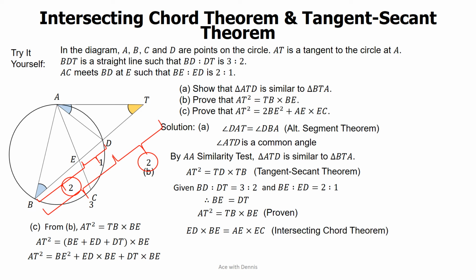ED times BE equals AE times EC because of the intersecting chords theorem. Also, BE equals DT. So we substitute these two into the equation for AT squared. Then it becomes AT squared equals BE squared plus AE times EC plus BE times BE. So we simplify this equation, it becomes AT squared equals 2BE squared plus AE times EC. Proven.